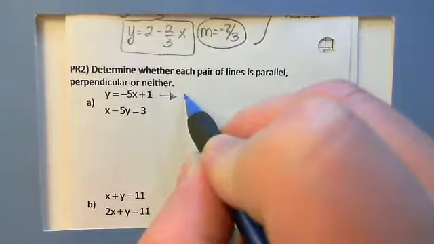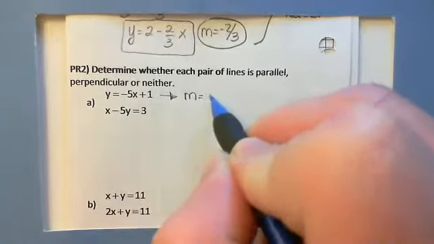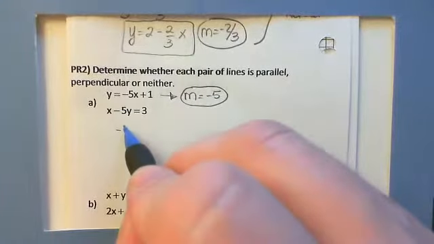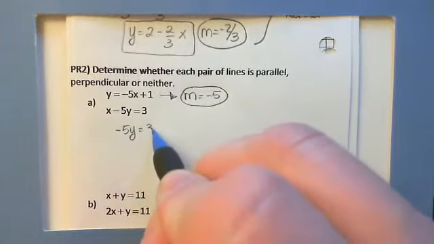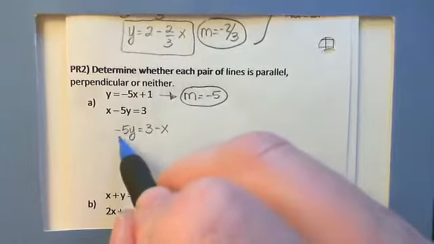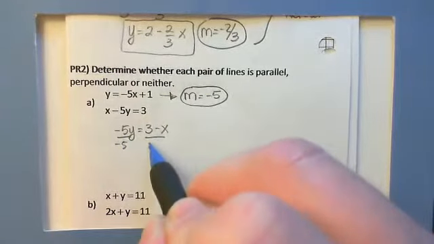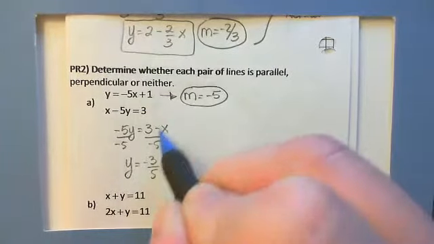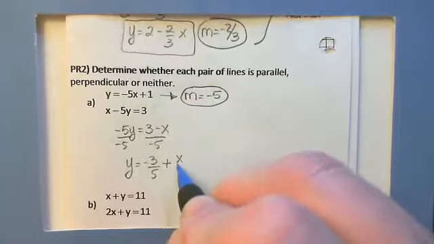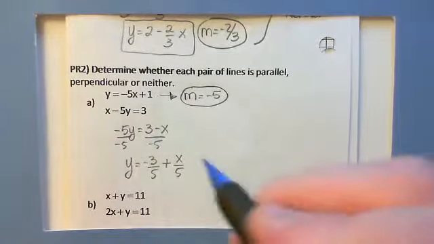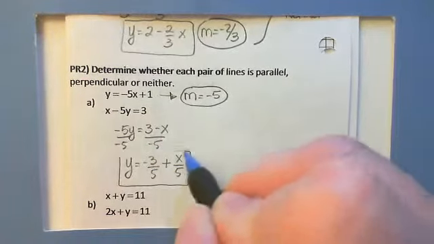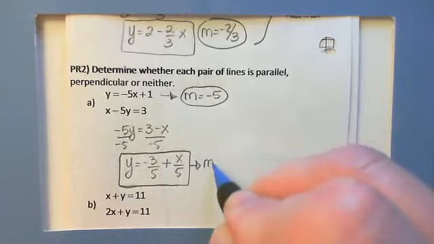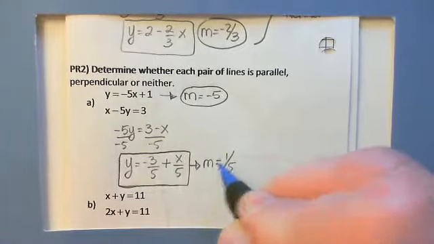So basically here the y is alone, so I know the slope is negative 5. And over here, this would be negative 5y equals 3 minus x. And we're going to divide by negative 5 on both sides. So this would be y equals negative 3/5. Negative by negative is a positive, so x over 5. So now the y is by itself, so I can identify my slope, which is m equals 1/5.